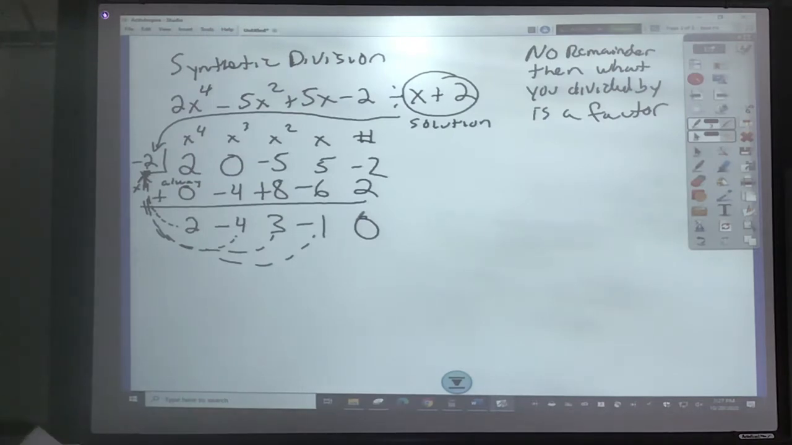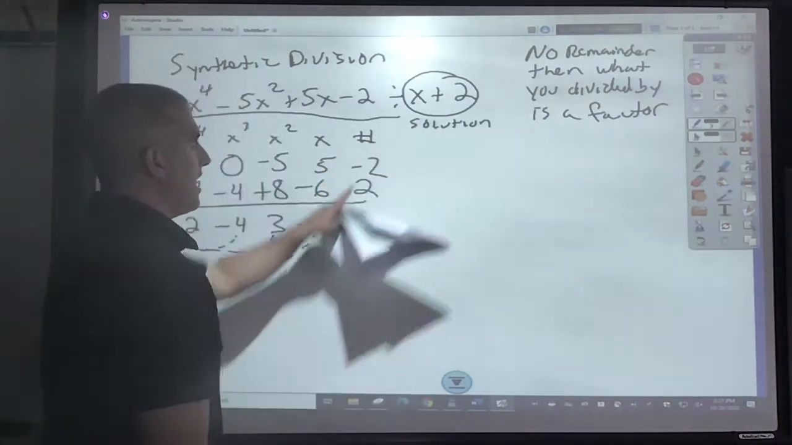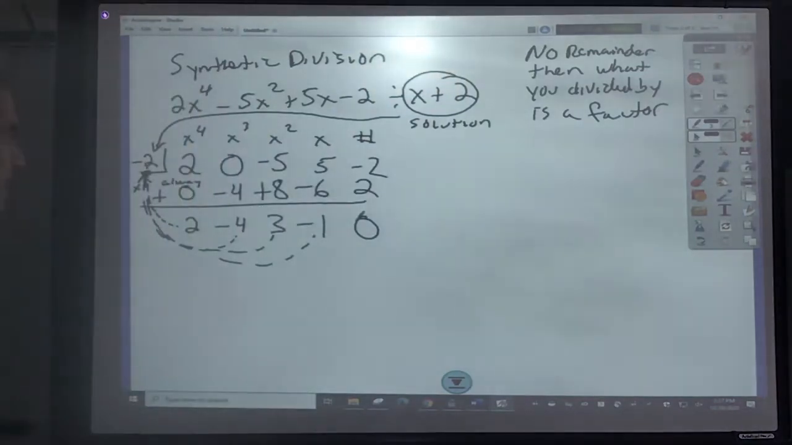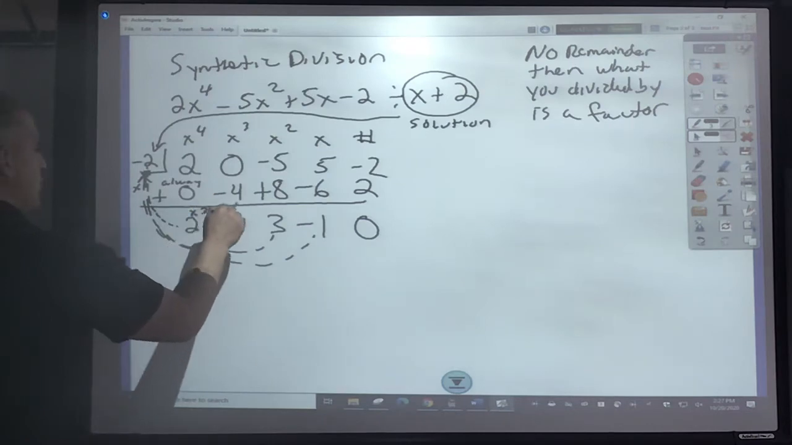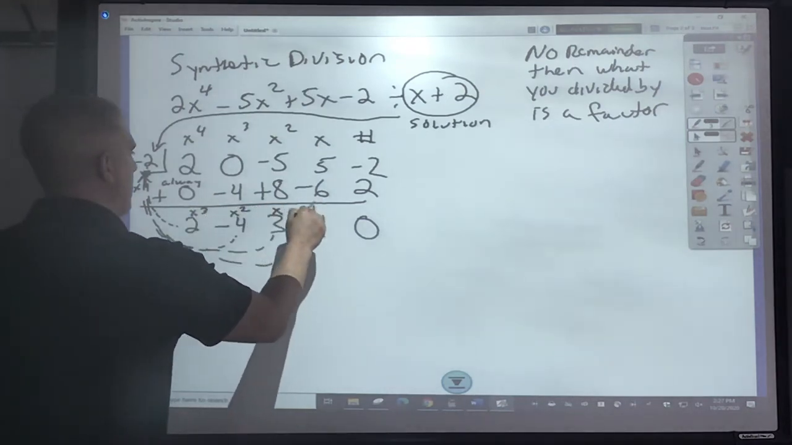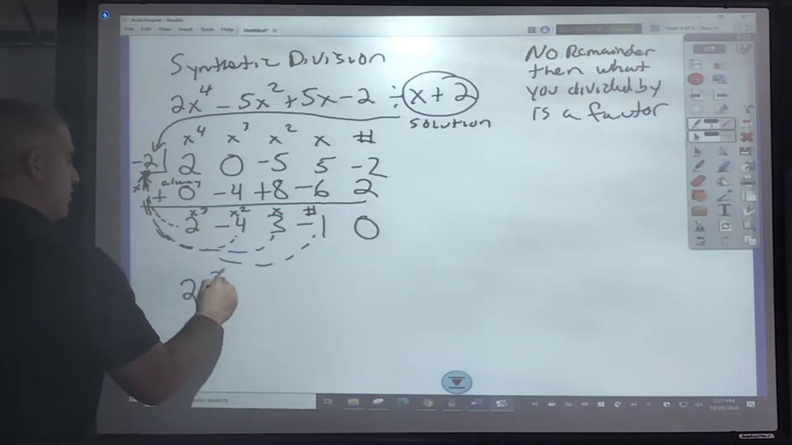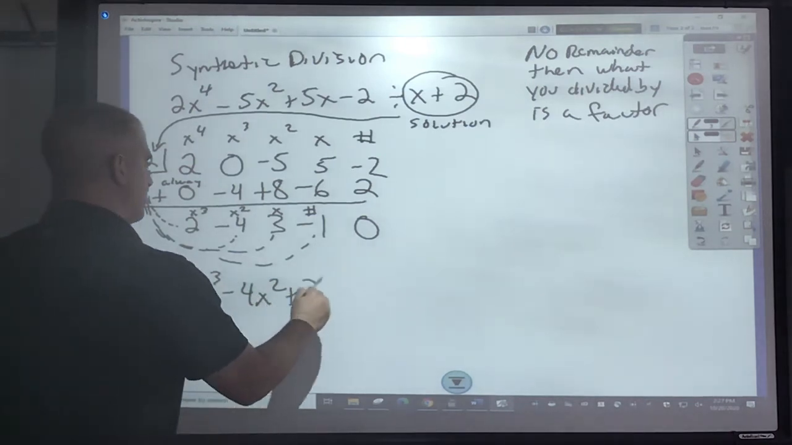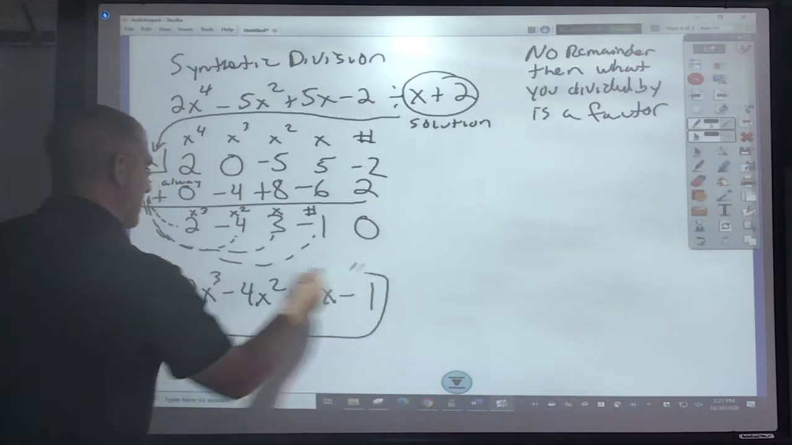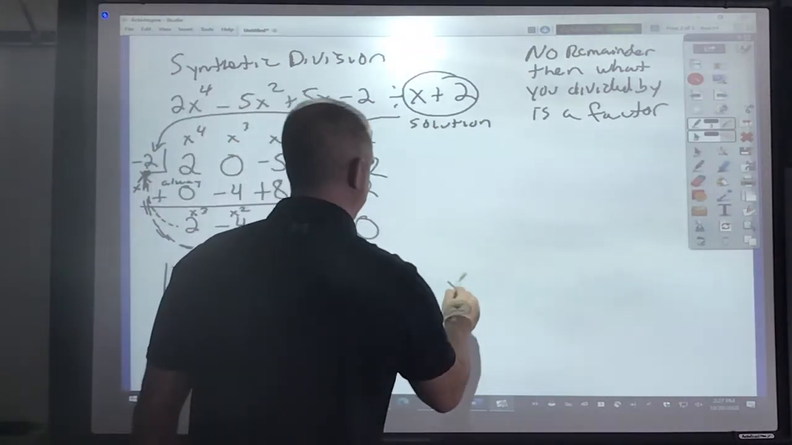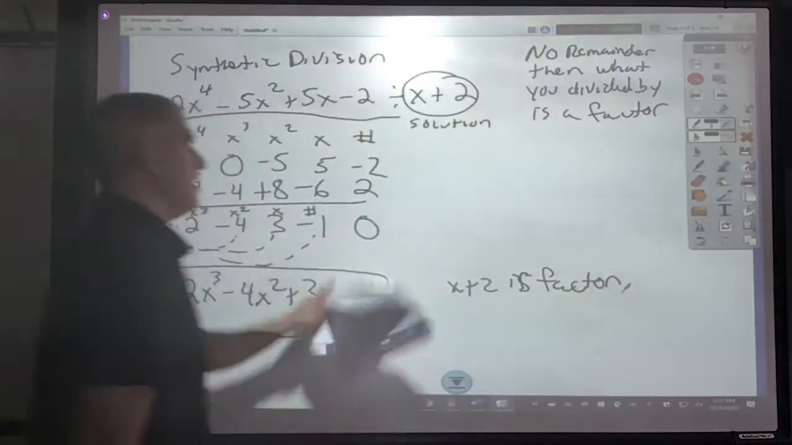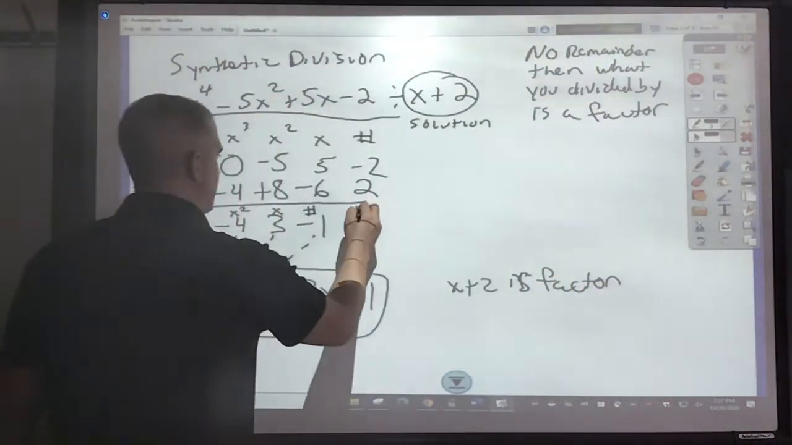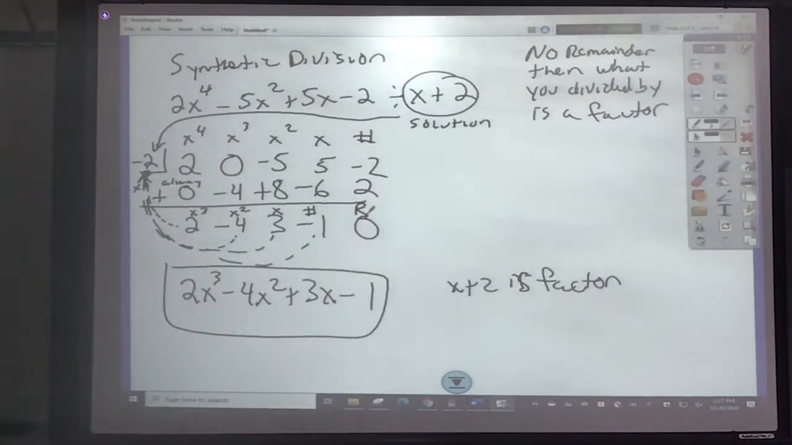So what that means is a couple things. x plus 2 is a factor of this. We'll get into that in a second. Now, if I start at x to the fourth, this now is x cubed, x squared, x, and number. So my result there is 2x cubed minus 4x squared plus 3x minus 1. That would be my answer. The other thing is this x plus 2 is a factor. So that's two consequences of this. The number right here is going to be your remainder. In this case, we didn't have a remainder.